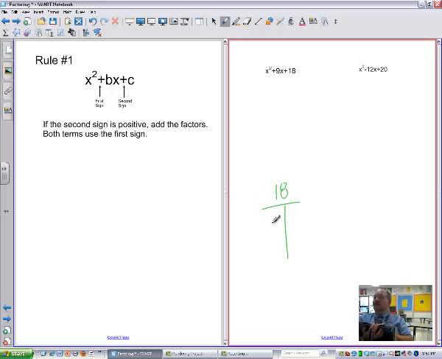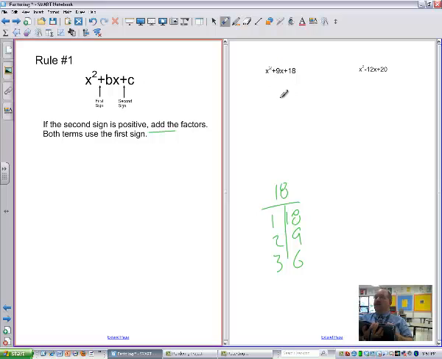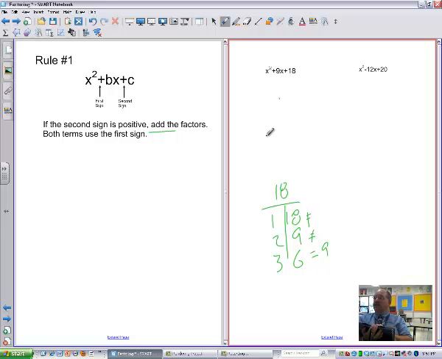So we're going to list off the factors of 18. Factors of 18: 1 and 18, 2 and 9, 3 and 6. We want the pair that adds up to that middle number. We want the pair that adds up to 9. So I think that's going to be these two. They look like they add up to 9. This is not them, that's not 9. So this pair adds up to 9.